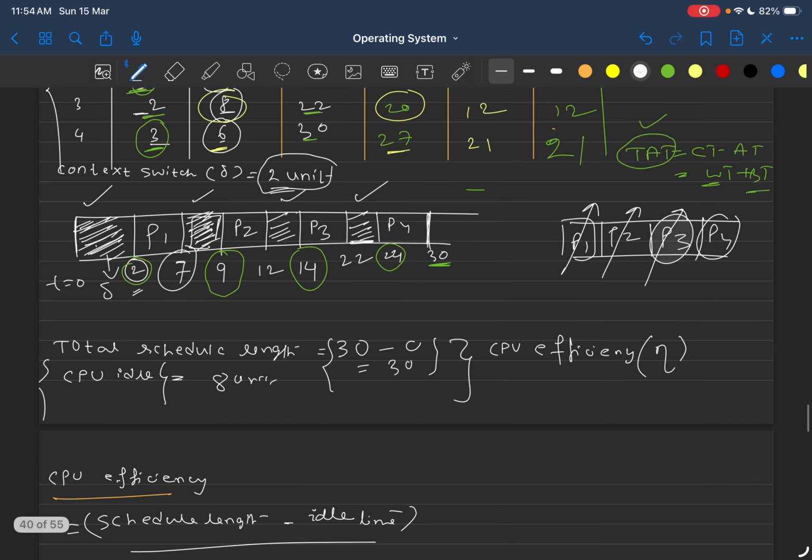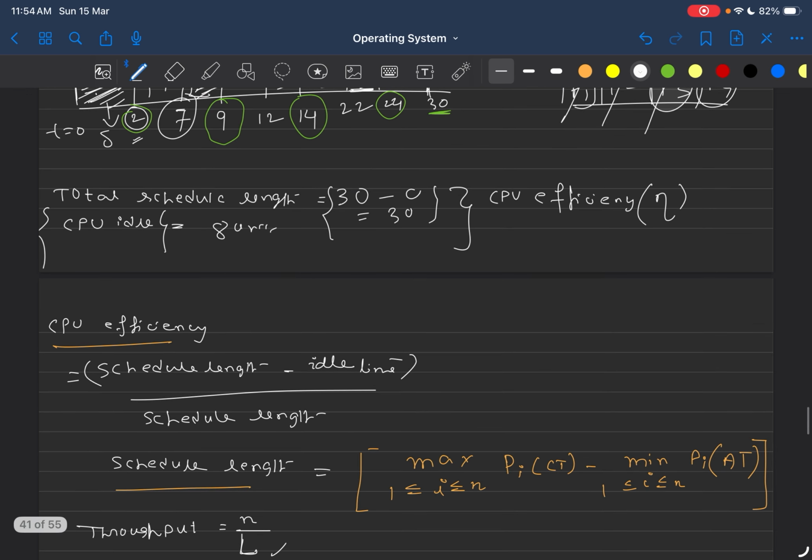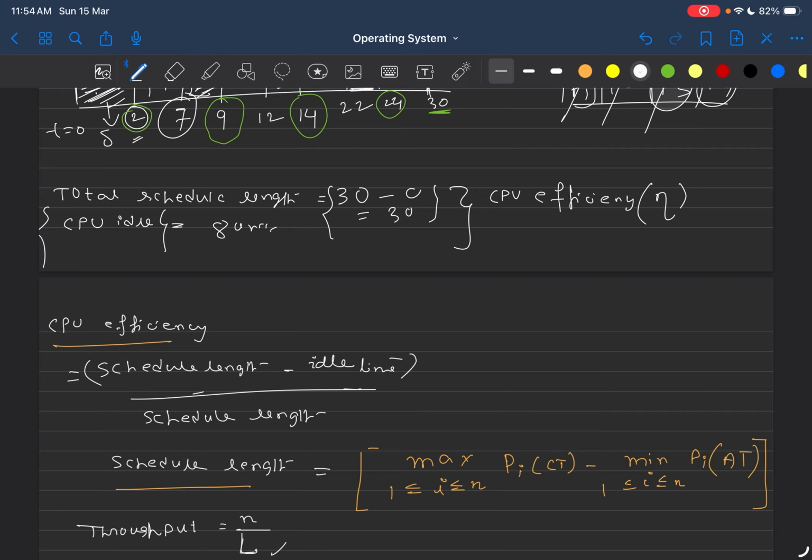So what is the CPU efficiency? We have already seen this formula: schedule length minus idle time, divided by schedule length. What is the schedule length? That is 30. What is the idle time? That is 8. So 22 by 30. Let's calculate this. That is 73.33%, something like this.